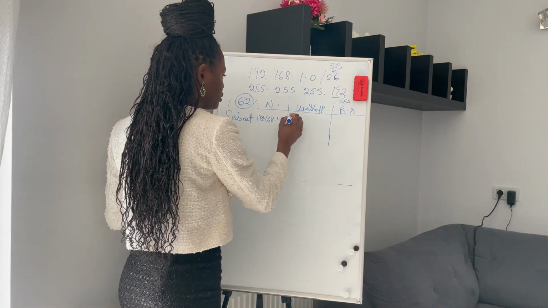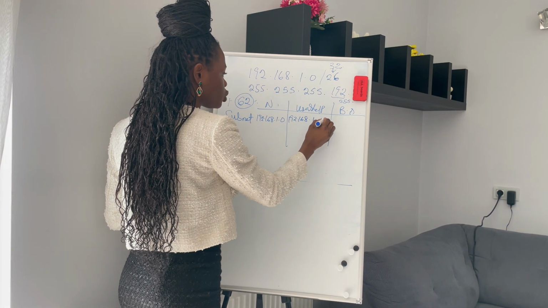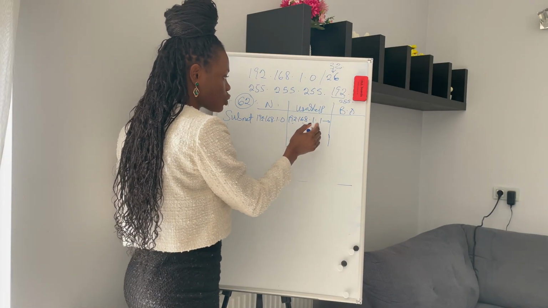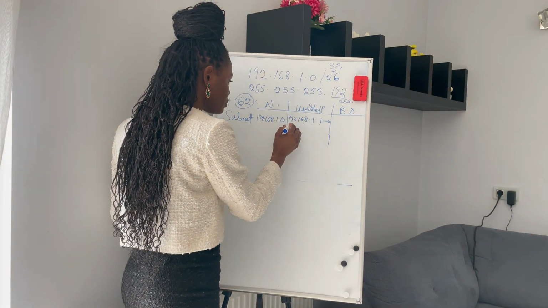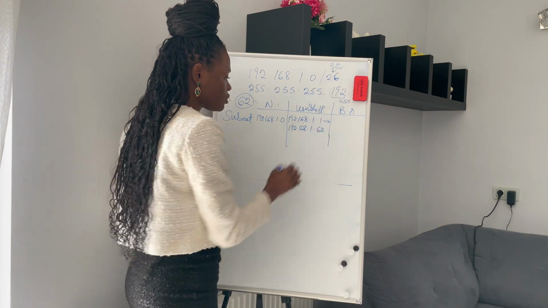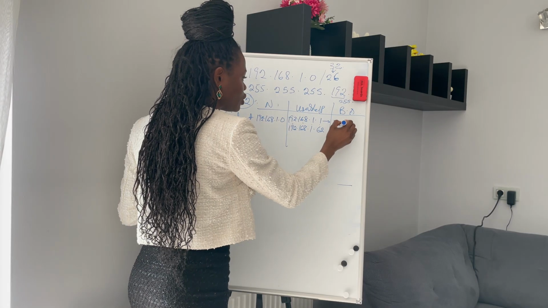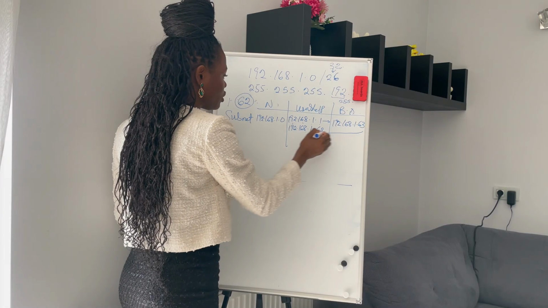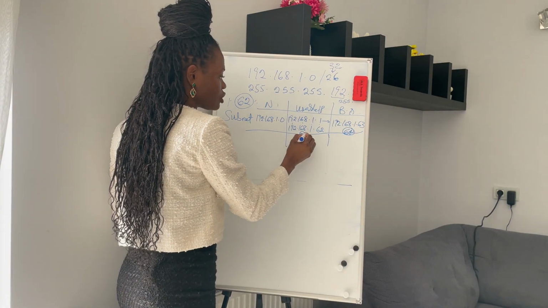Now, for the usable ones, we can have 192.168.1.1 to. So this "to" means that the next one will be 192.168.1.2, 192.168.1.3, up to 192.168.1.62. Remember, the last one will be 192.168.1.63, right? And all of this makes up the total of 64, with the usable IPs being just 62.